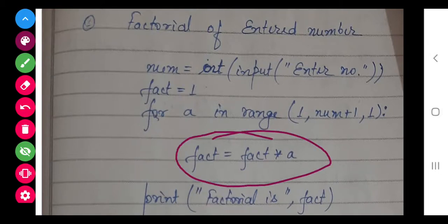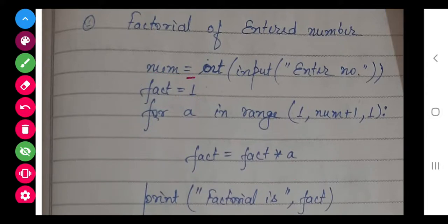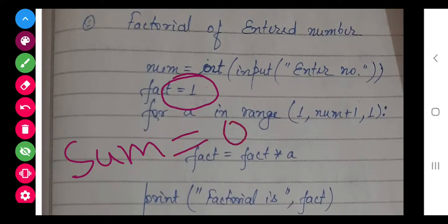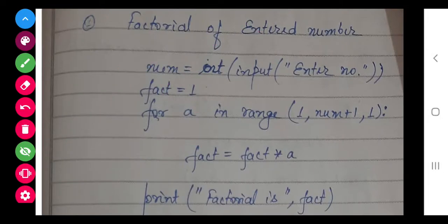In this process what I did, I have taken the first variable here, that is fact equals 1. Class, if we multiply any number with 1 it will result in the same number. So in multiplication we have to give 1 as the initial value. This you have to learn in computers: we have to see what initial value we should give. Suppose for sum we give 0. Why? Because 0 plus any number will result in that number only. So these are also known as the identity.